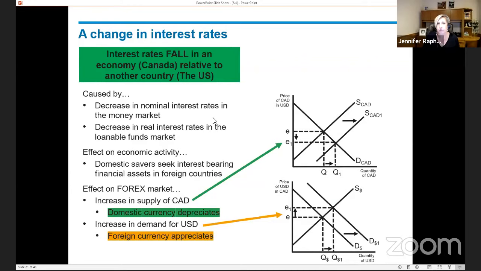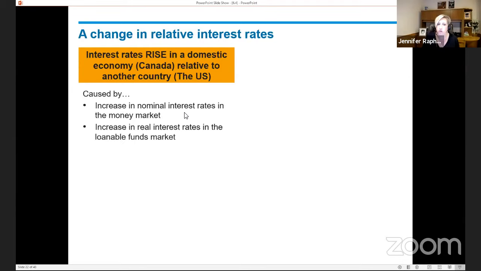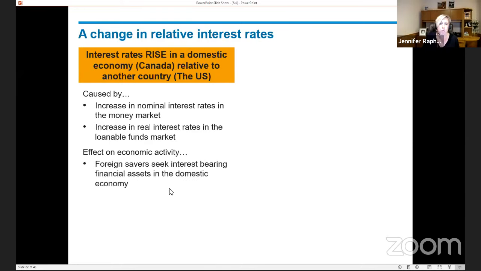Okay. All right, let's do it the other way. Interest rates rise in a domestic economy relative to another country. This again would be caused by an increase in nominal interest rates in the money market or other short-term markets, or an increase in the real interest rate in the loanable funds market. Regardless, if interest rates in a domestic economy rise, two things are going to happen.